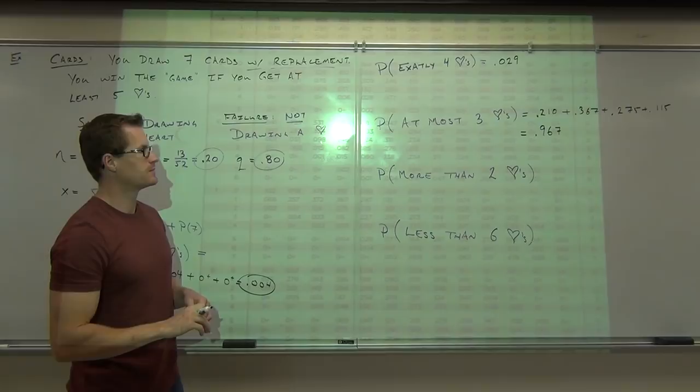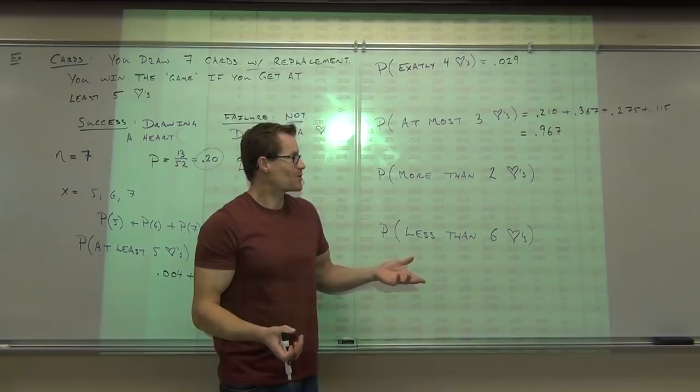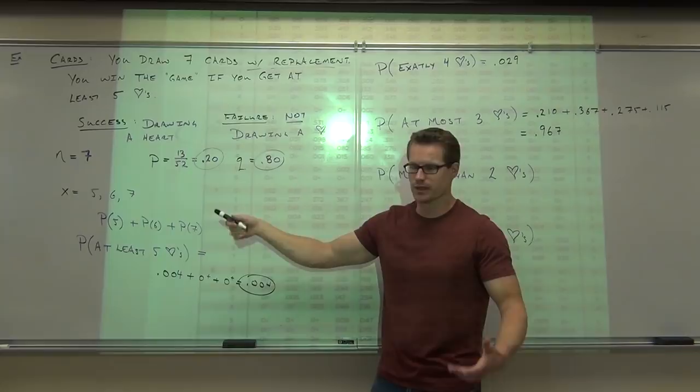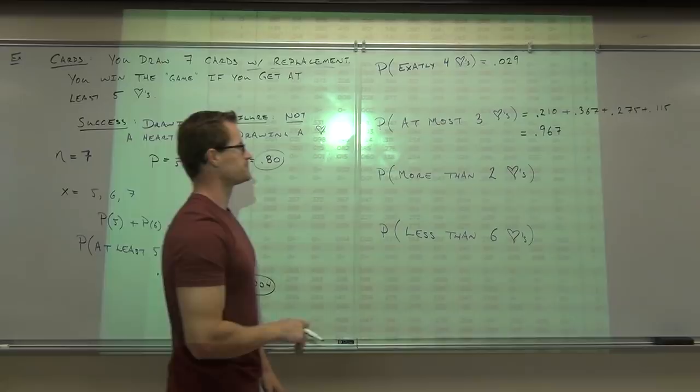Which game would you rather play now? You're almost guaranteed to win, right? You get at most 3 hearts. It's almost guaranteed to win. Now, of course, I fudged the probabilities a little bit so we could use our table accurately. But still, that's a really high probability, isn't it? You're getting at most 3 hearts. Okay.